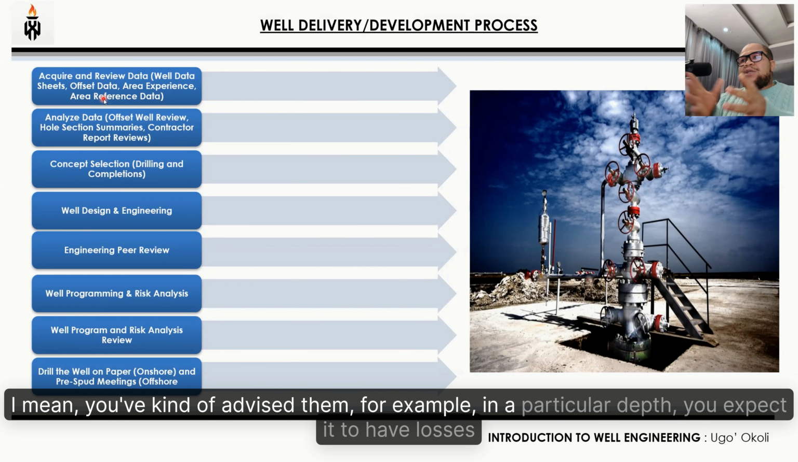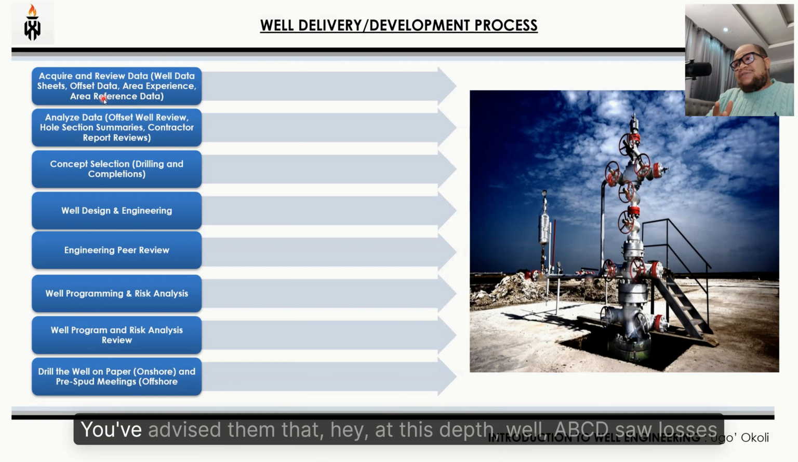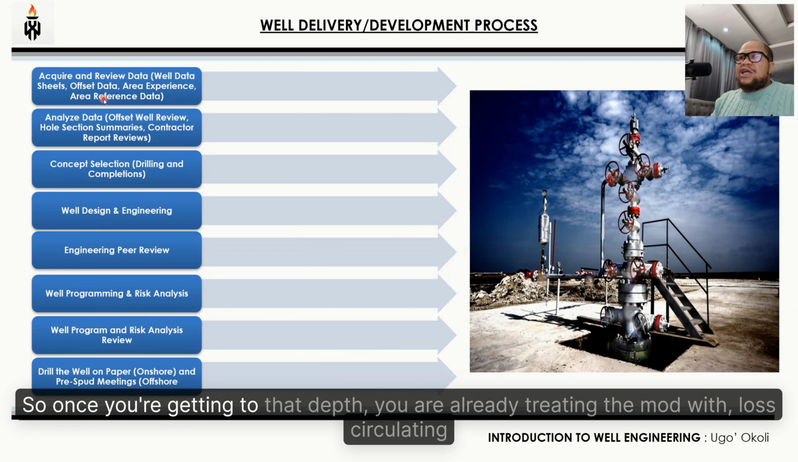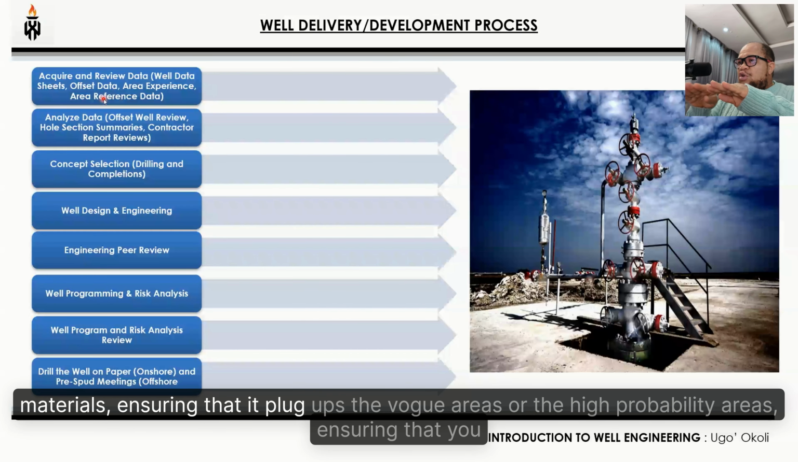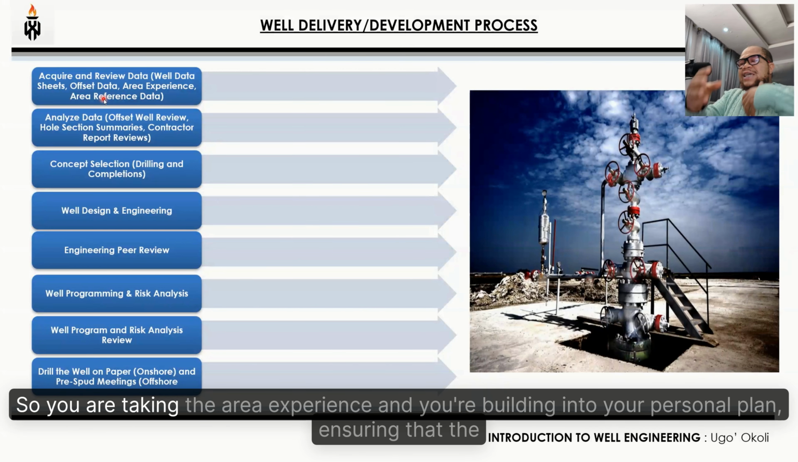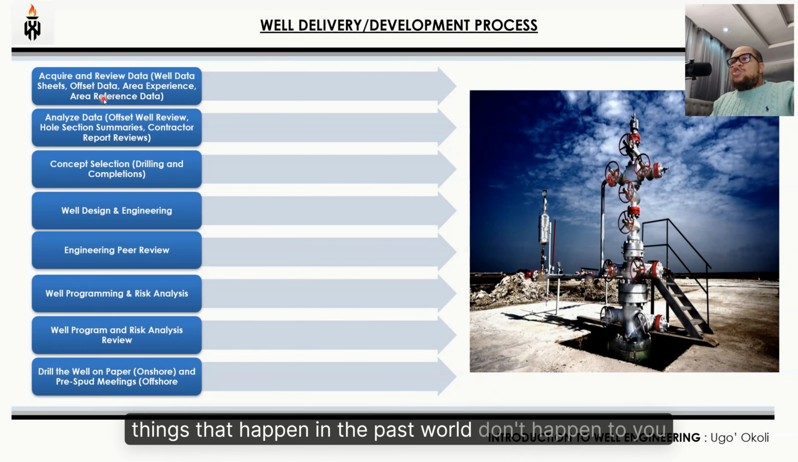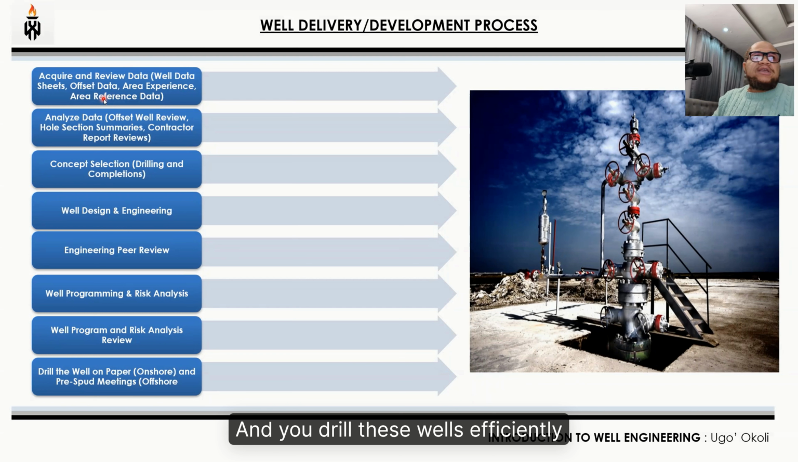For example, at a particular depth, you're expected to have losses. You've advised them that, hey, at this depth, wells A, B, C, D saw losses. So once you're getting to that depth, you're already treating the mud with lost circulation materials, ensuring that it plugs up the vuggy areas or the high permeability areas, ensuring that you have no losses. So you are taking the area experience and building it into your operational plan, ensuring that the things that happened in the past wells don't happen to you and you drill these wells efficiently.